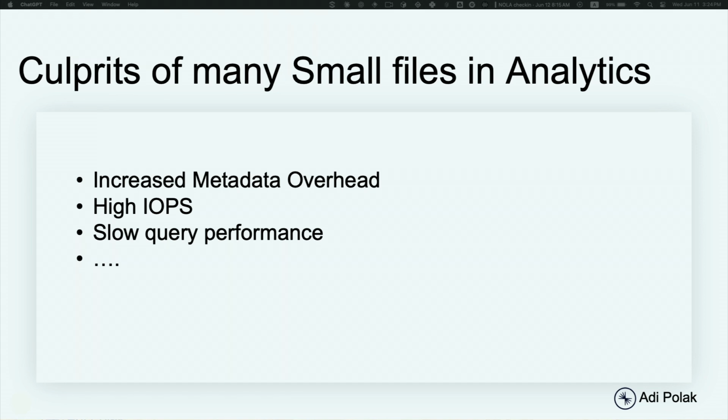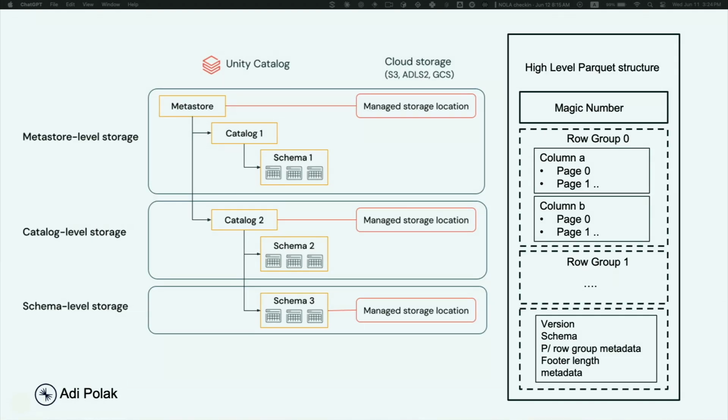Let's dive into small files. Small files mean that if I have my metadata or a catalog, I'll have increased metadata overhead, because for every file, I need to track it. I need to know where it is. I need to know which schema it's part of, which version, and so on. I have IOPS, like we talked about before, and slow query performance, like we talked about before.